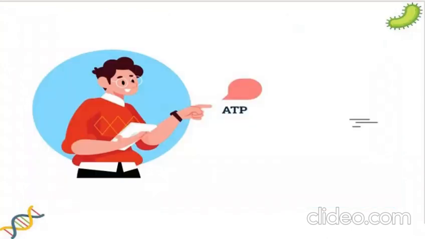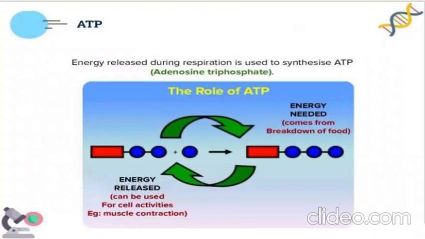Now, moving towards the last topic of the day, which is ATP. What is this ATP? Let's understand about it in detail. ATP is the energy which is released during respiration, whether it be anaerobic or aerobic. Aerobic produces more, anaerobic produces less, but both of them produce ATP. So energy is released during respiration. That energy is used to synthesize ATP, meaning make ATP.